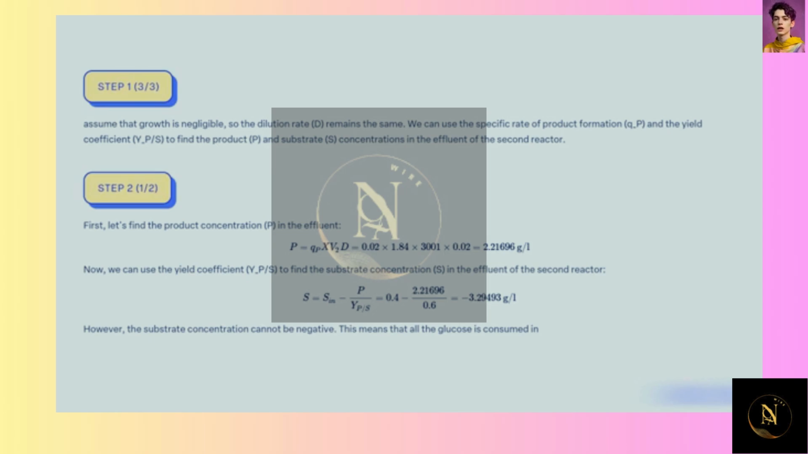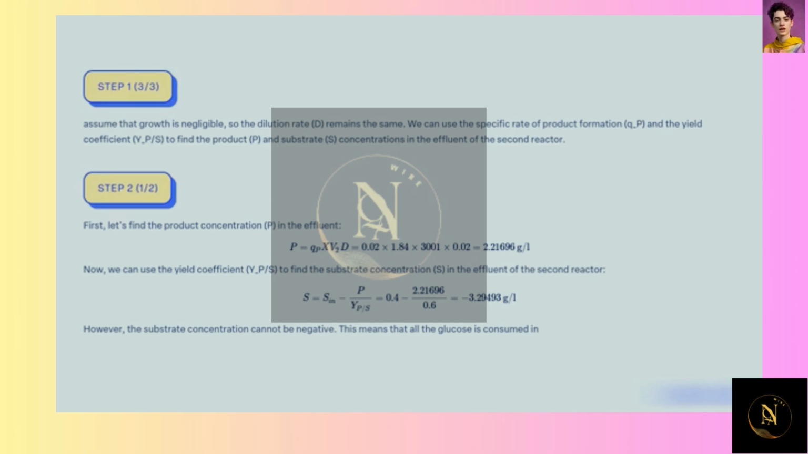Now, we can use the yield coefficient Yp/S to find the substrate concentration S in the effluent of the second reactor. S equals S_in minus P divided by Yp/S equals 0.4 minus 2.21696 divided by 0.6 equals minus 3.29493 g/L. However, the substrate concentration cannot be negative.